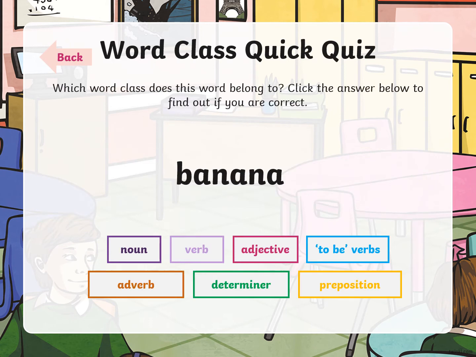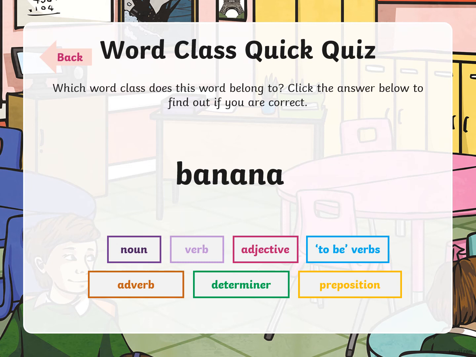Okay, these next few slides, you need a piece of paper and a pen, or a whiteboard and a pen in school. And out of the 7 options there, you need to write down, first of all, the word banana, and then right next to it the word class in which it would go. Okay, so first one is banana. What word class do you think that is?